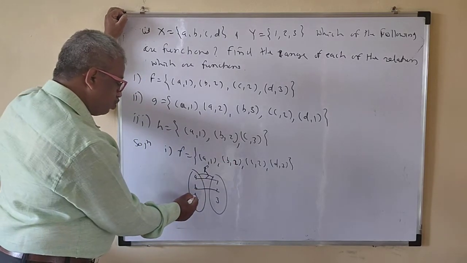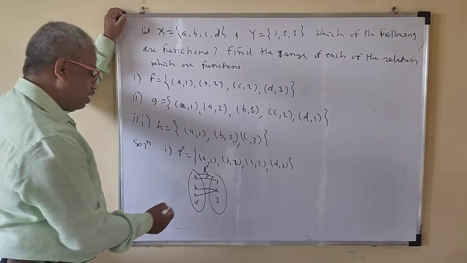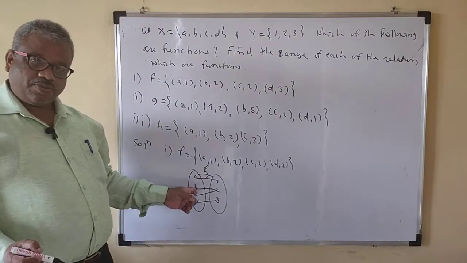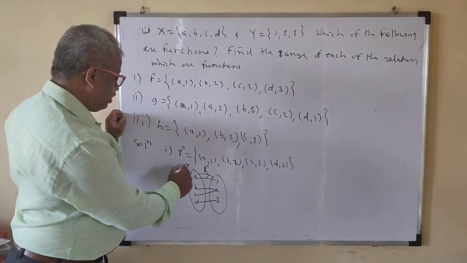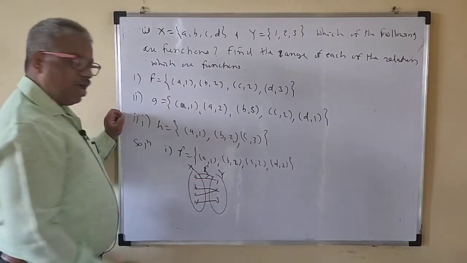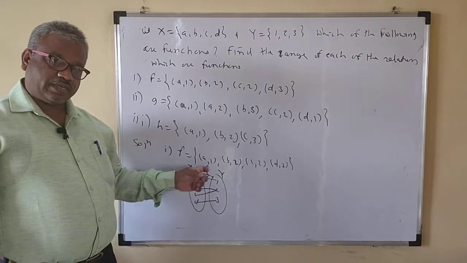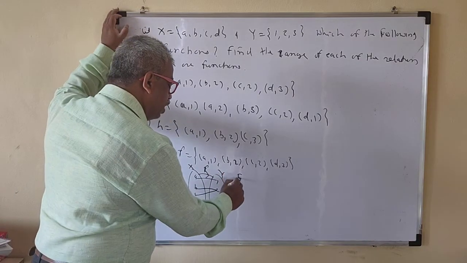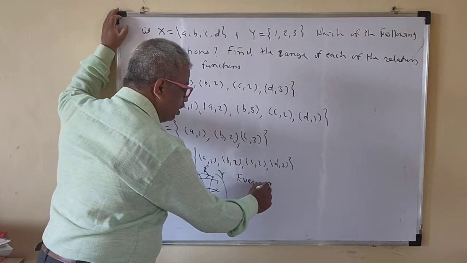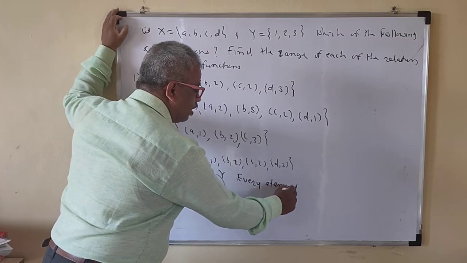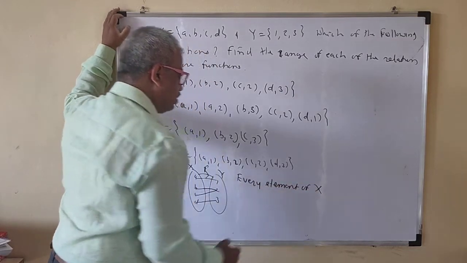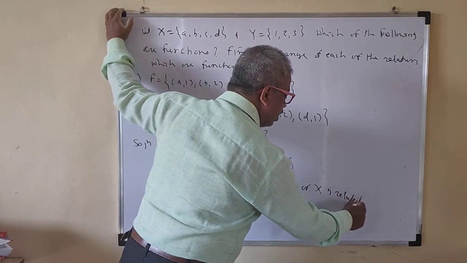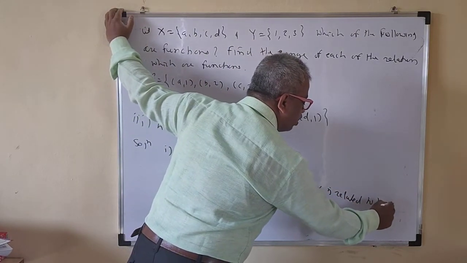C is related to 2. Now D is related to 3. Now see, every element of this capital X and this is the capital Y. So every element of X is related to a unique element of Y.